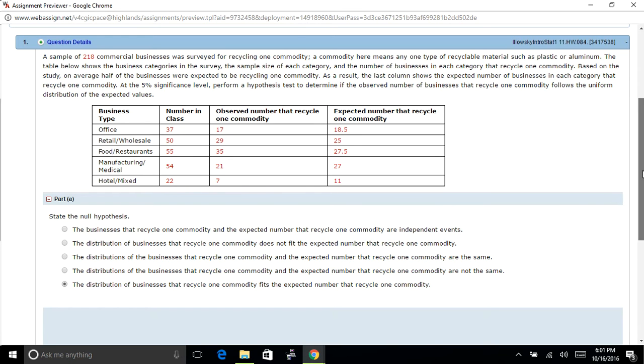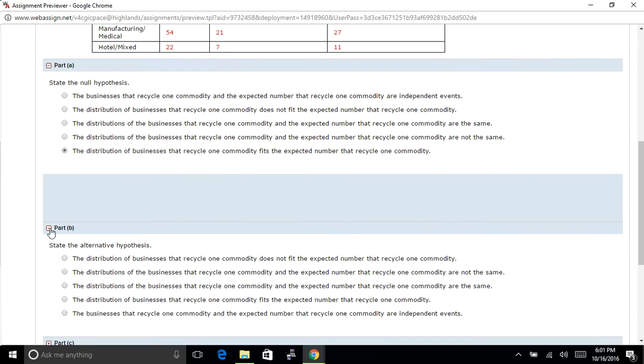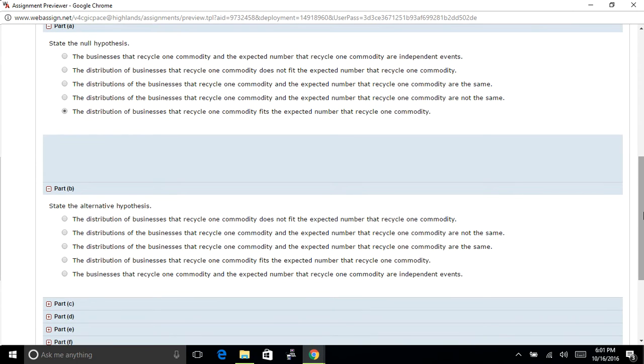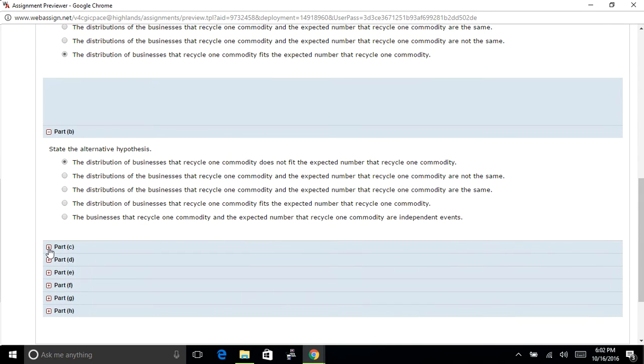So, all right, and then I'm going to go down here and I'm going to do part B. So part B is my alternative, and it wants to know basically what the opposite of my null is. And since my null is the distribution of businesses that recycle one commodity fits the expected number, all that would be is the distribution of businesses that do not fit. So I'm going to go down here, and basically it's the exact same hypothesis. The only thing that's different is this says fits and this says does not fit. That is the only difference, okay?